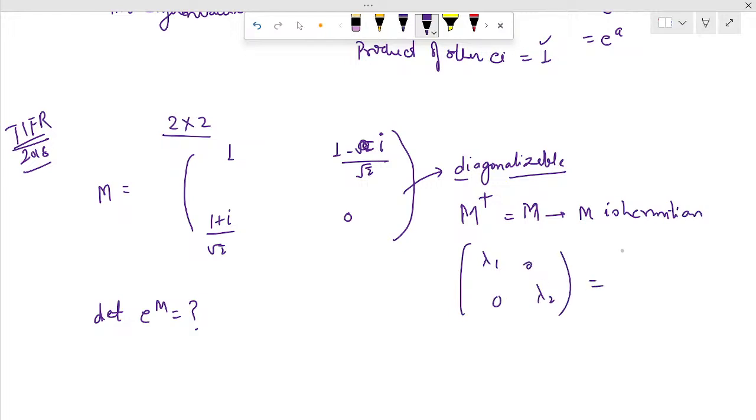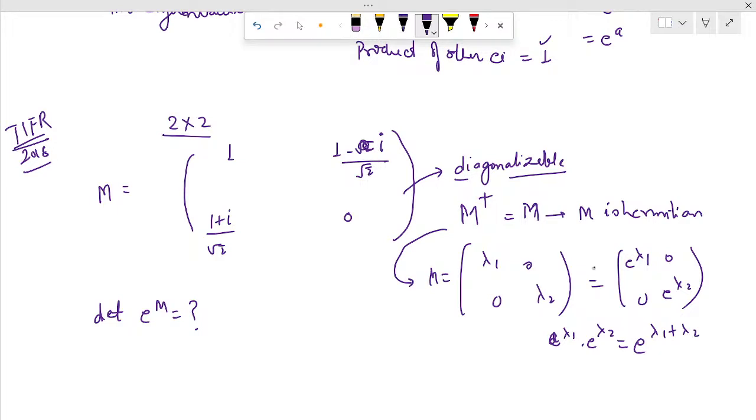And if I take e raised to power something, I'll get e raised to power lambda 1, e raised to power lambda 2, 0, 0. If I want to take the determinant of this matrix, the determinant would be e raised to power lambda 1 into e raised to power lambda 2. That is the product of eigenvalues. So let's say this is your matrix M. It can be reduced to a diagonal form. This is matrix e raised to power M. The determinant of e raised to power M would be simply e raised to power lambda 1 plus lambda 2, which is e raised to power trace M.